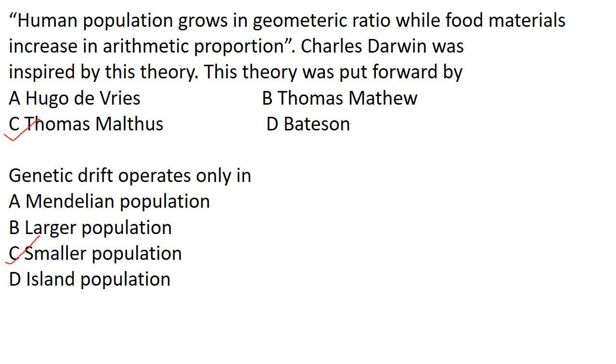Genetic drift operates only in. So genetic drift is the mechanism of evolution in which allele frequencies of a population change due to chance. That is called genetic drift, and it operates in smaller populations. So the answer here is option C, that is smaller population.